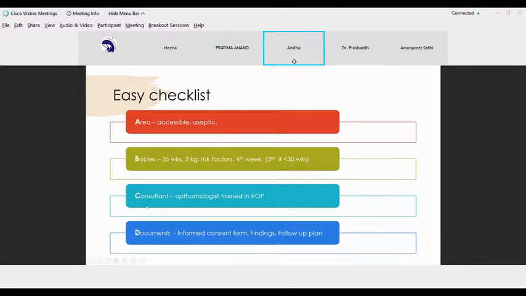Consultant: we have to look for an ophthalmologist who is trained in ROP screening. That is very mandatory because the findings may not really coincide with somebody who is not trained in the field. Then D for documents. An informed consent form from the parents has to be taken. We have to keep a form ready to document the ROP findings at each screening. And we should have a follow-up plan schedule based on the findings that we observe in the ROP. Next.